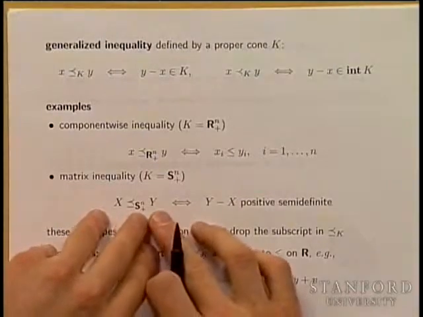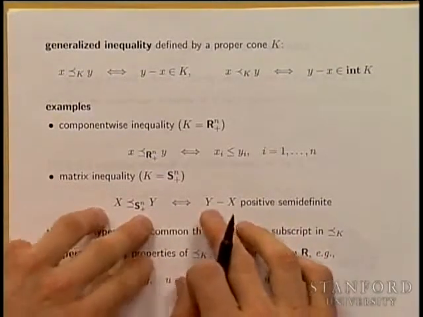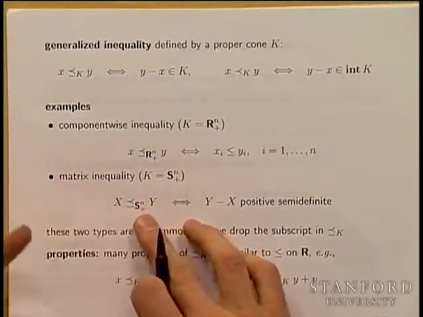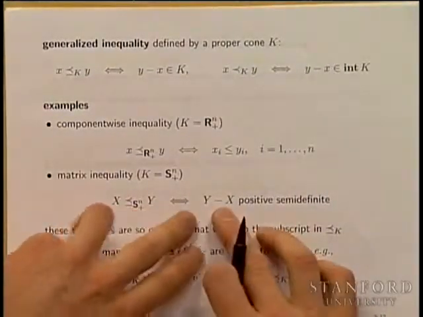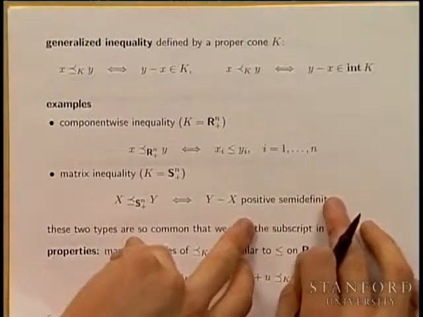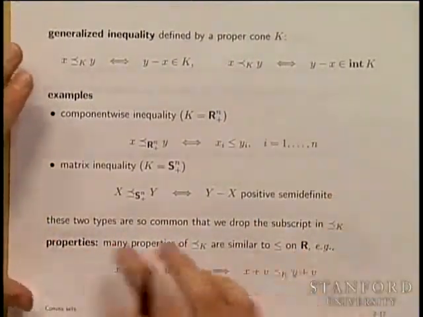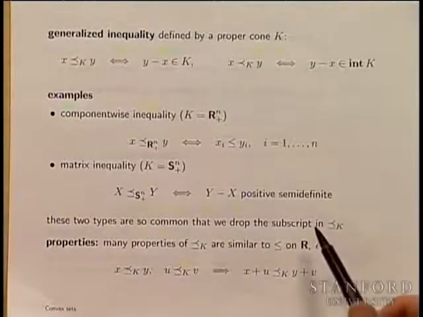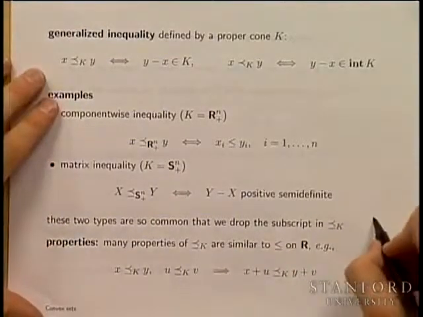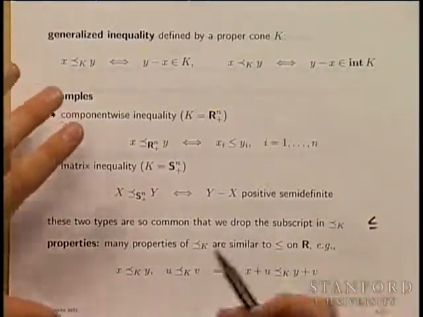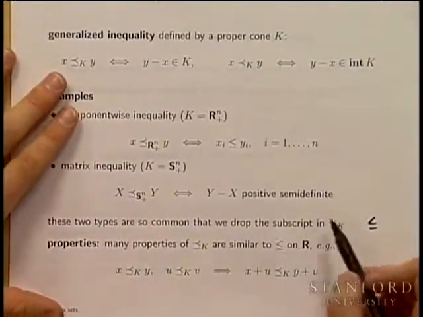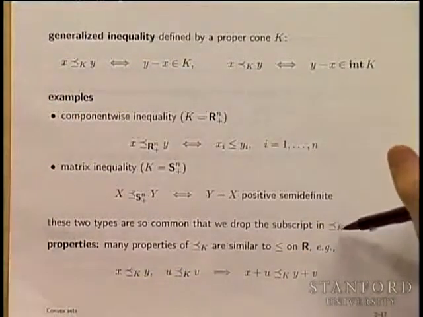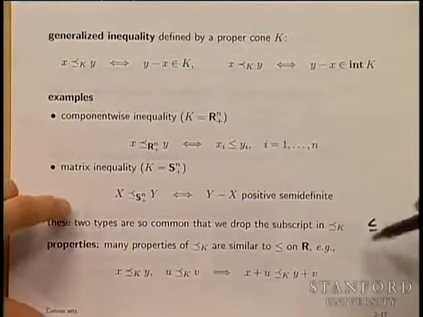We've seen these before, but we never really made it clear what was going on. X less than y in this PSD cone here means that y minus x is positive semi-definite. So these are so common that we drop the subscript. Not only that, but we often also drop this special symbol and just use an ordinary symbol like this. For the purposes of clarity, it's a good idea to stick with this. If it's obvious what you're talking about, you can drop the k, and sometimes people will even just use an ordinary symbol.